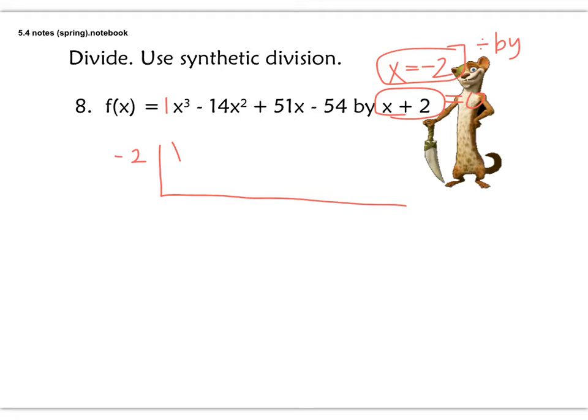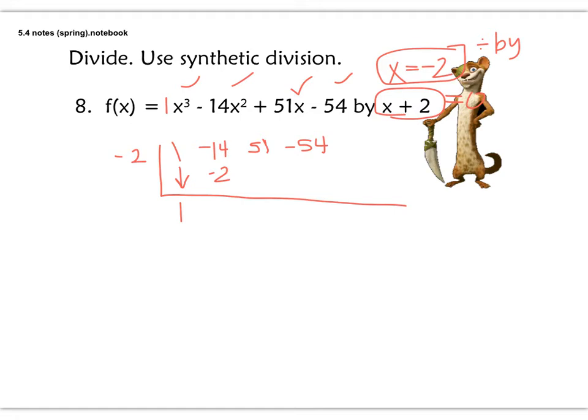So we have 1, negative 14, 51, and negative 54. Again, I did the mental check in my head, but I didn't say it to you guys. We had an x to the third, x squared, x to the first, constant, right? They kind of stair step down, nothing was missing. All right, so you drop the first one down, and then we multiply. Multiply negative 2 times 1 is negative 2.